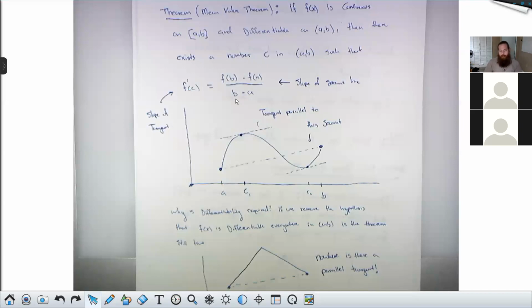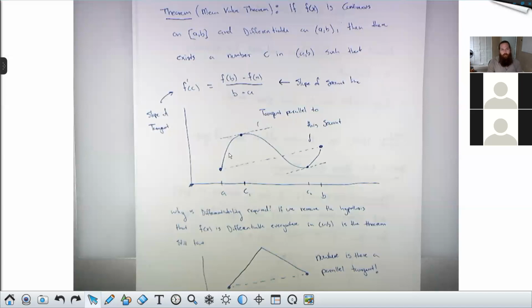And the way we call this in an analysis class is we say that the derivative of a differentiable function is a Darboux function. Darboux is a French mathematician after whom the theorem is named. And it just says that a function is Darboux if it satisfies the intermediate value theorem. So if f of b is greater than f of a, then every value in between is attained.